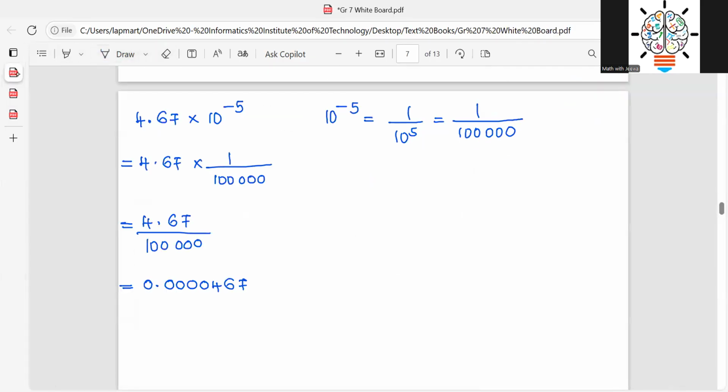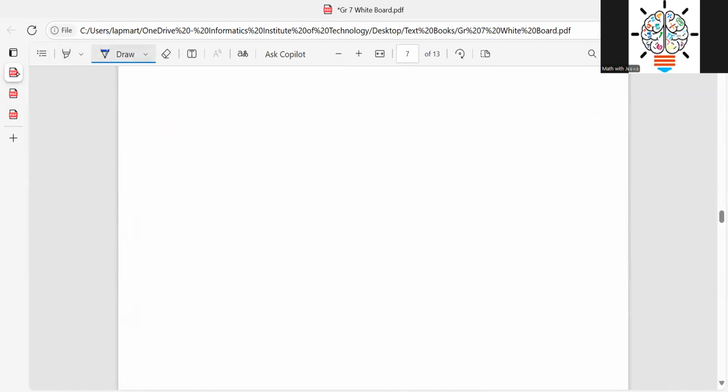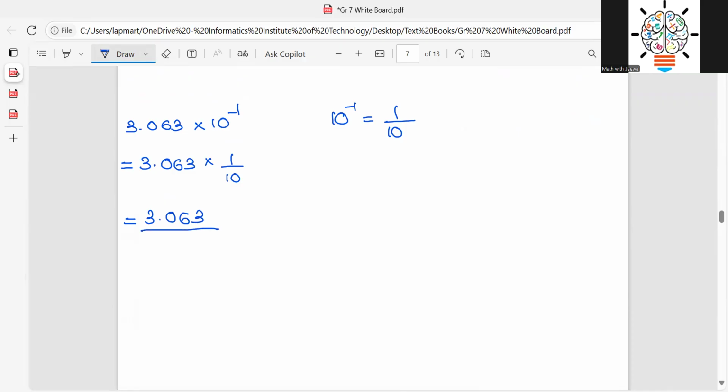3.063. When you have 3.063 and 10 to the power negative 1, we know 10 to the power negative 1 means 1 over 10. So then what we do is we have 3.063 multiplied by 1 over 10. That means 3.063 divided by 10. So then what will be my answer? 0.3063. Okay, so this is how we get the answer. Then we will move to the next question.